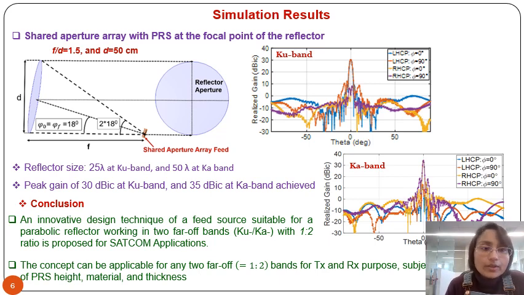Therefore, in conclusion, here an innovative design technique of a feed source suitable for a parabolic reflector working in two far-off bands with a 1:2 ratio is proposed for SATCOM applications. This concept can be applicable for any two far-off bands for transmit and receive purposes, provided a proper PRS material, height and thickness are chosen.